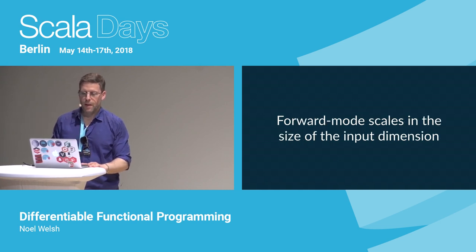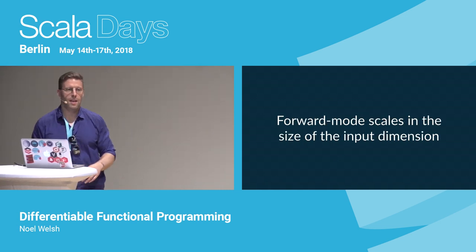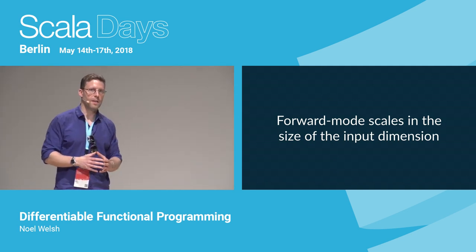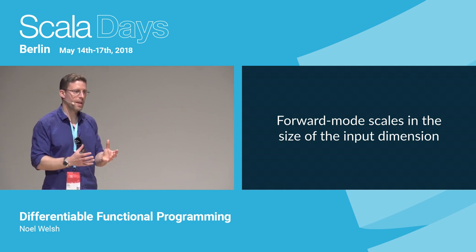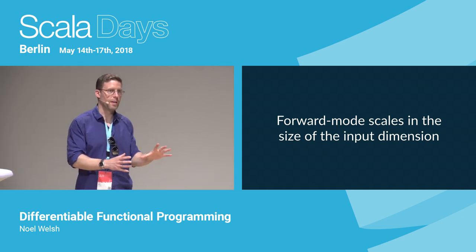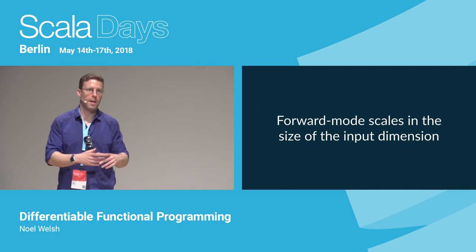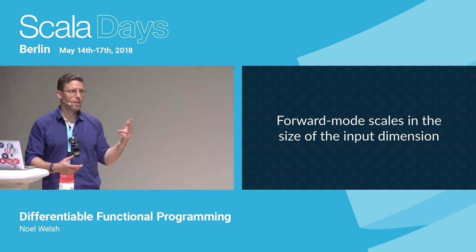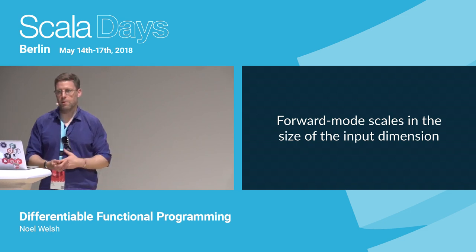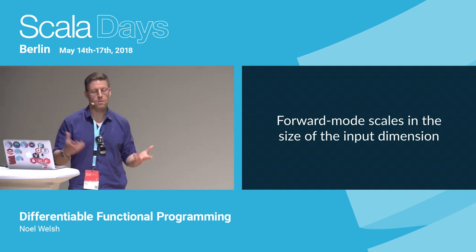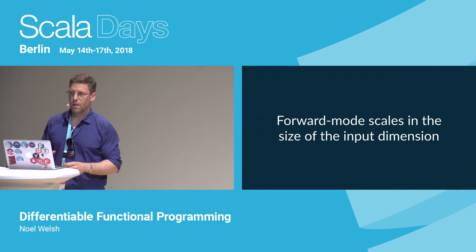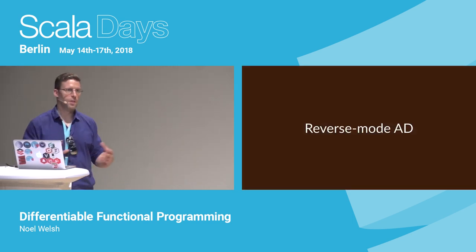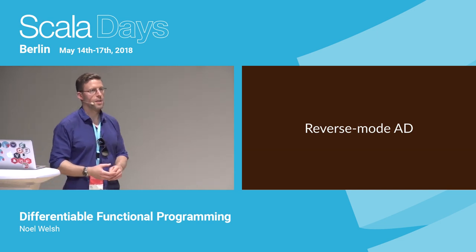Right. One of the things about forward mode is that it scales in the size of the input dimension, so the dimension of what you start with. And in a typical deep learning context, say your input is an image, that's quite a high dimensional thing. Like if a megapixel image is a million pixels, and each pixel has probably got three values, red, green, and blue, you might break up red, green, blue, got 3 million dimensions or more. So often for deep learning, you take another choice, which is reverse mode automatic differentiation.